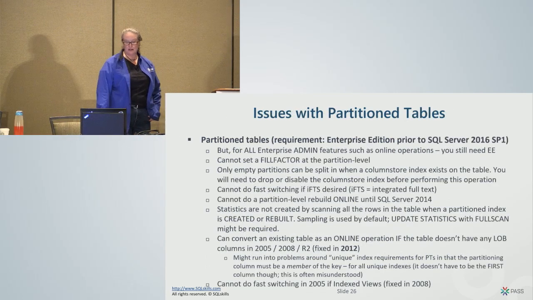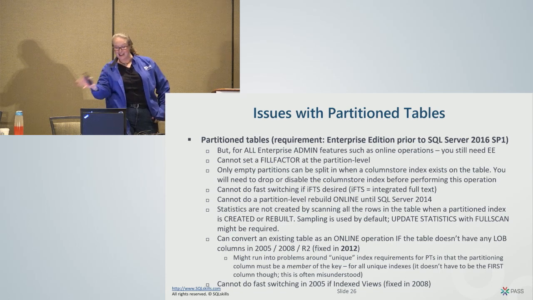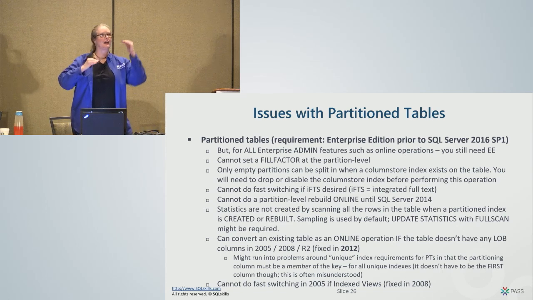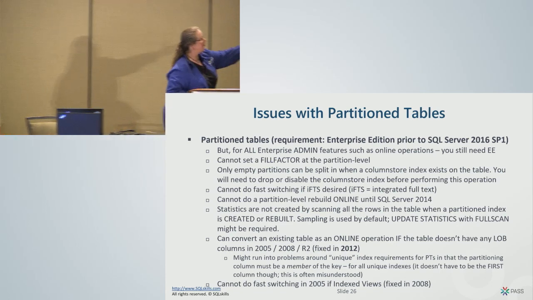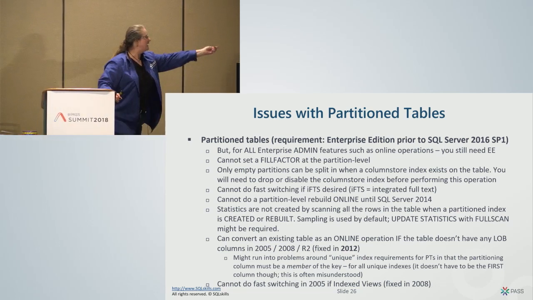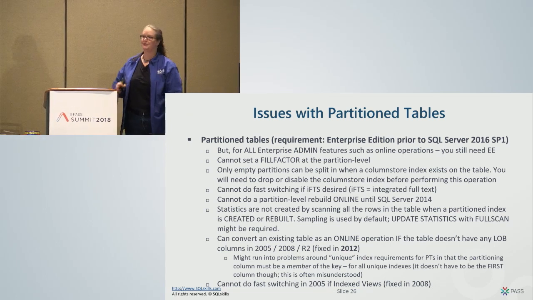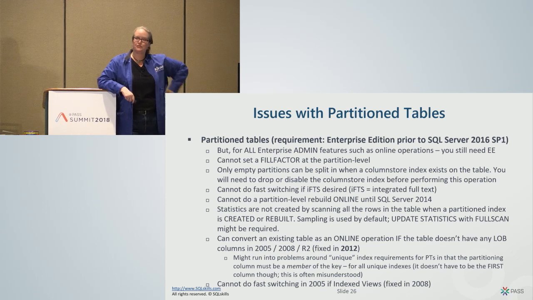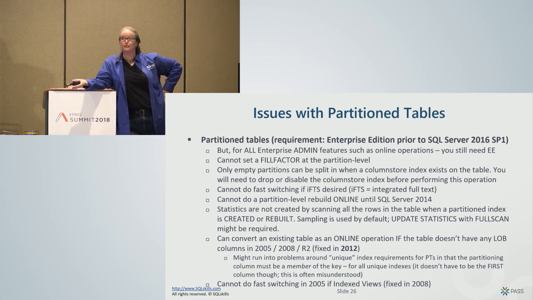And then I have a summary slide here for partition tables as well, with a lot of the weird things that got fixed version to version, like what they fixed in 2012, and like 2005 couldn't do fast switching with indexed views. But did you know you can't do fast switching at all, even in 2017, with IFTS, integrated full text? Yet if you have separate tables, you could have full text indexes on the older data, because you'd never have to mess with them, because you're not switching in or out of those tables, right?